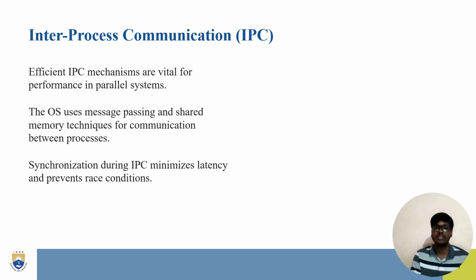Inter-process communication. Here, IPC, interprocess communication, is an efficient mechanism and is vital for performance in parallel systems. The OS uses message passing and shared memory techniques for communication between the processes. Synchronization during IPC minimizes latency and prevents race conditions.